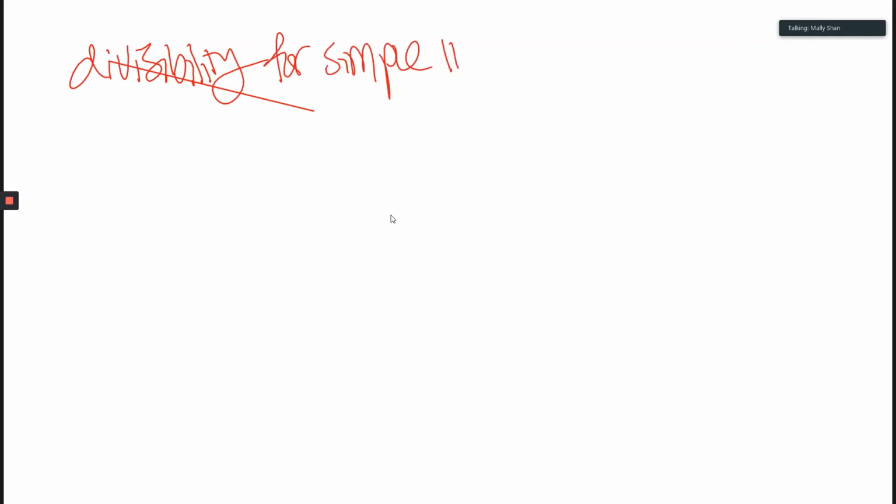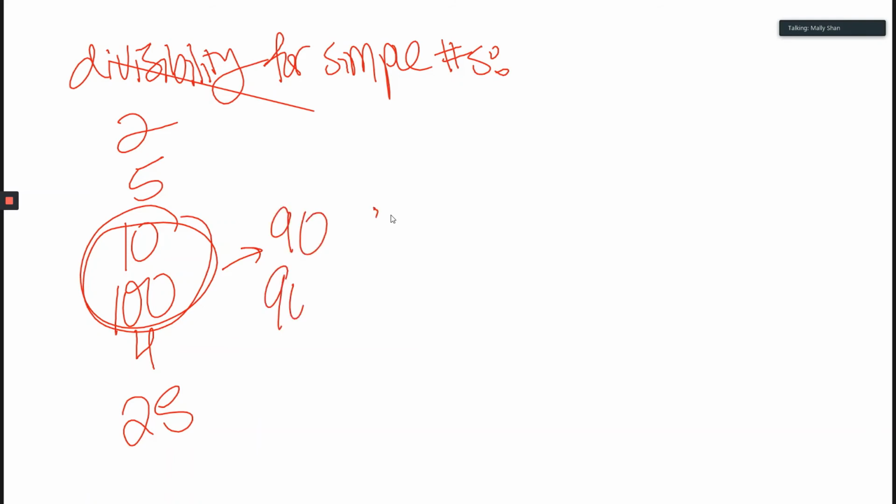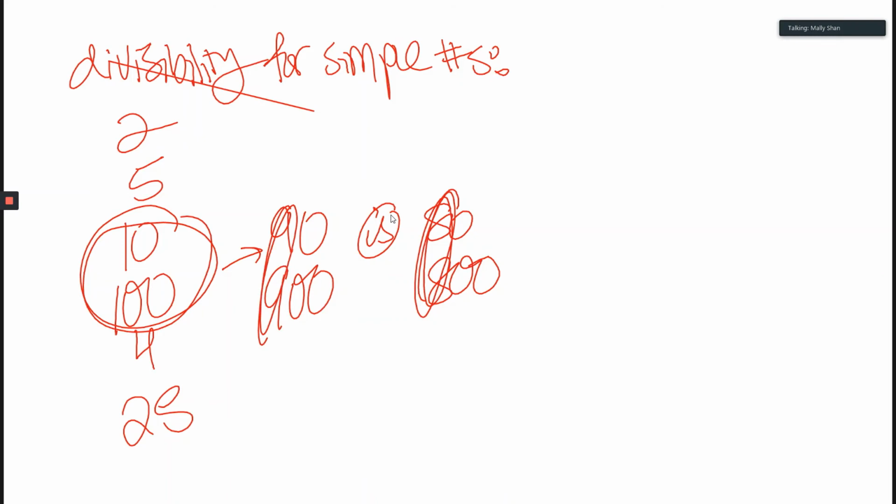So let's say that we have 2, 5, 10, 100, 4, and 25. We already discussed 10 and 100. We already know that anytime you have multiple zeros at the end, you can always just cancel out those zeros. So 90 and 900 versus 80 and 800. You can just focus on these first values, the 9s and the 8s, whenever you're dividing by anything, and then always carry over the zeros at the end.